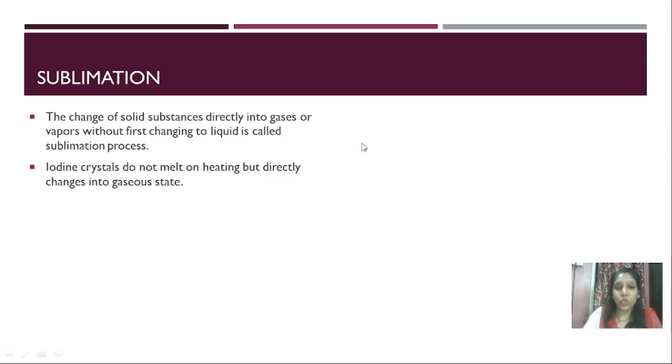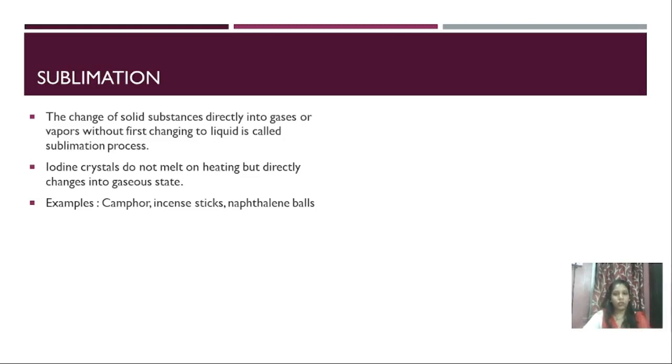Now, iodine crystals do not melt on heating but directly change into gaseous state. Some examples are camphor, incense sticks, naphthalene balls. You have seen all this in your home. They are very useful. Incense sticks near your temples, on your small mandir, you go ahead and light an incense stick, right? That is also in a solid state. But when you heat it, it gets converted into gaseous state. It does not melt, but it directly gets converted into gaseous state.